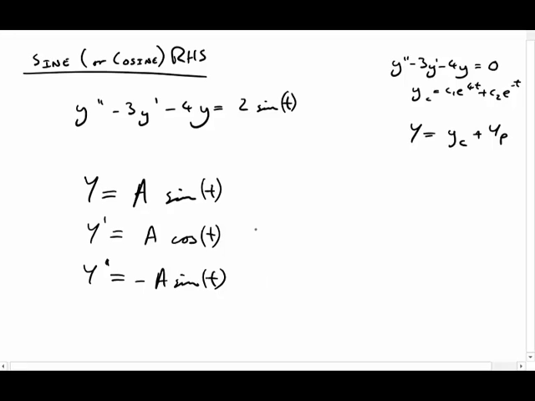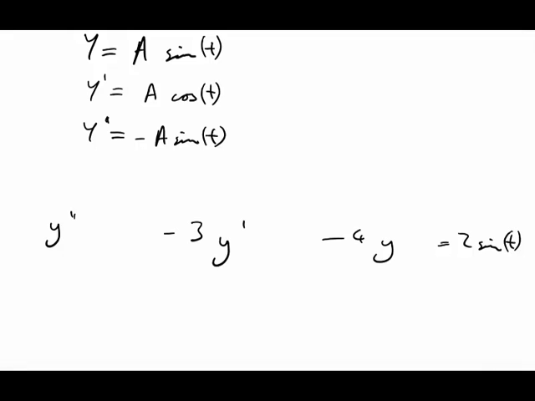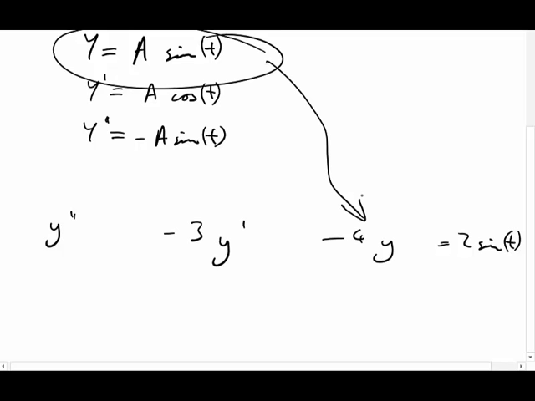So now the idea is that we plug this back into here, same thing as we did before. We just take that and plug it in there, so we end up with 4 minus 4a sine t.